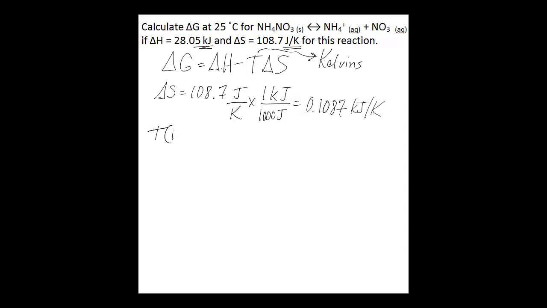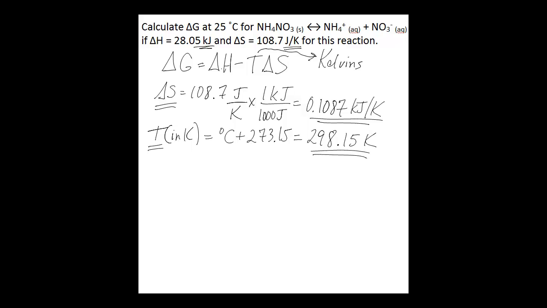The other calculation you need to do here is for temperature. So temperature in Kelvin is equal to degrees Celsius plus 273.15. So if you add 273.15 to 25 degrees Celsius, you're going to get a value of 298.15 kelvins.